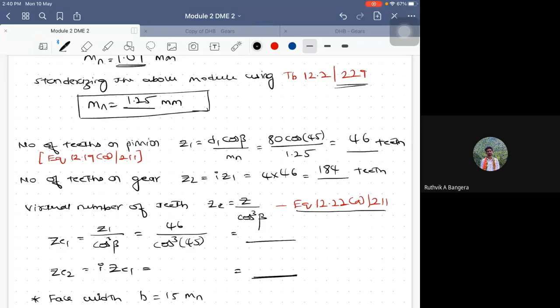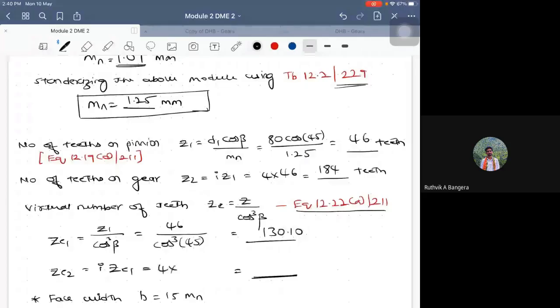Yes, the value of ZE1 is 130.1. Okay. Do not convert it to a whole number, just keep it as such, 130.10. Same thing you substitute here, 4 times, since i is 4, no? 4 times 130.10. Do not convert into a whole number because it is a virtual number of teeth. It's a value, but it's not a whole number. It's just a value, virtual number of teeth.